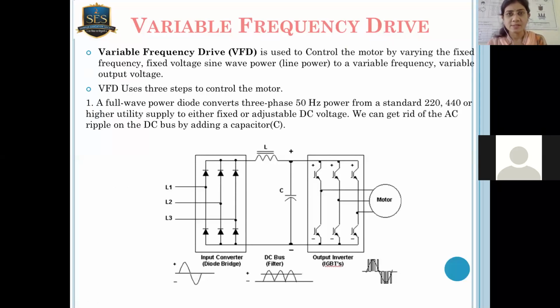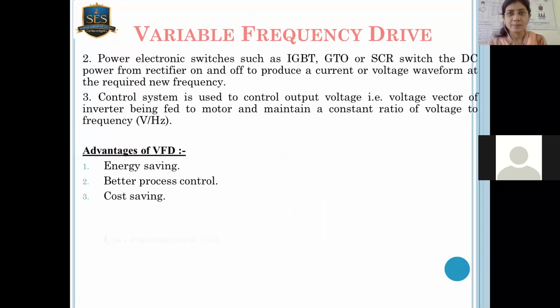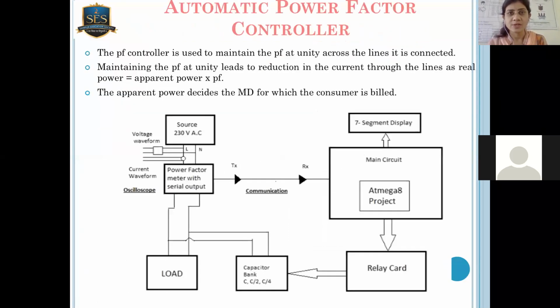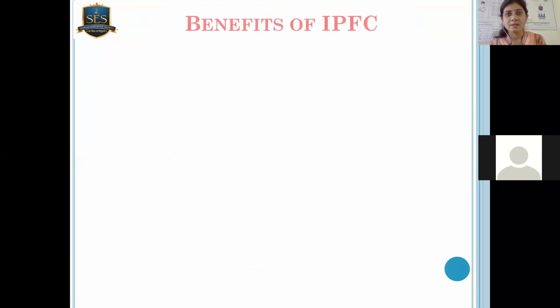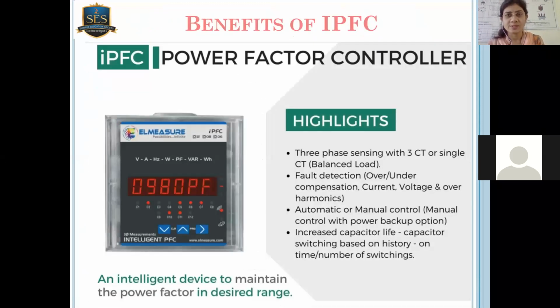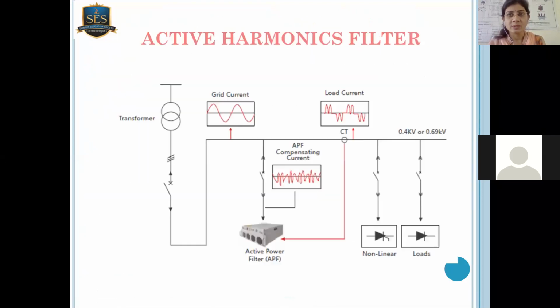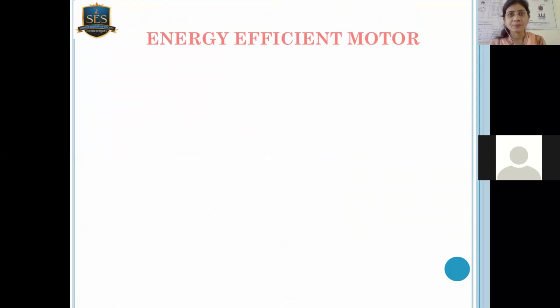So in the previous lectures, we studied the energy conservation equipment like the soft starter, IPFC, APFC, and variable frequency drives. Okay. So now we are going to start the next topic in this unit. These are the last topics of this unit: energy efficient motor and energy efficient transformer.